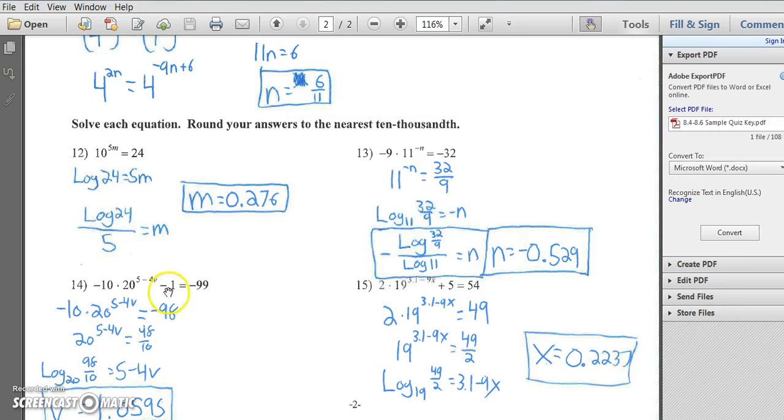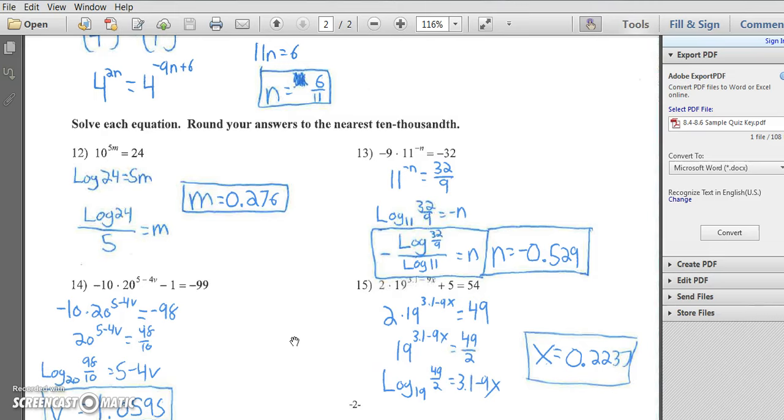Now here, first and foremost, you add 1 to both sides. Why? Order of operations. How you solve an equation. Then you divide by a negative 10. Negative divided by negative makes it positive. Then from here, you turn it into a logarithm. 20 is my base of 98 over 10. You can simplify it if you want. I just didn't. Equals that. And from here, there's my answer.